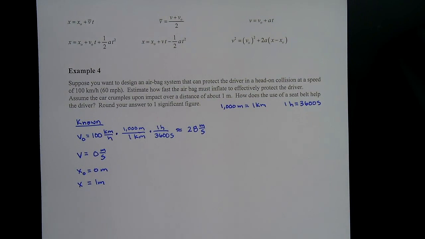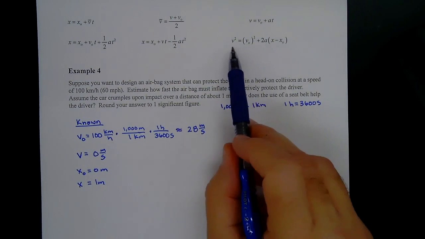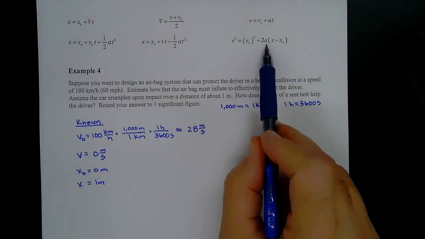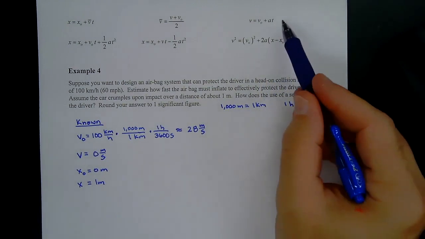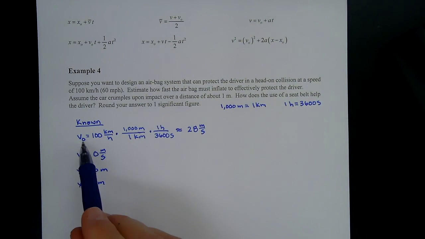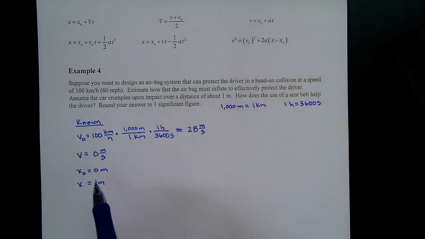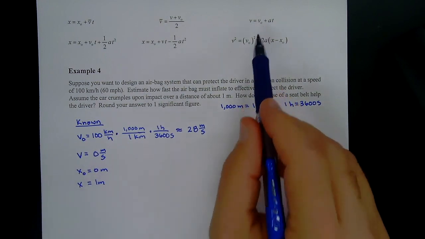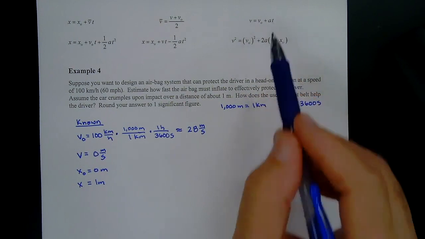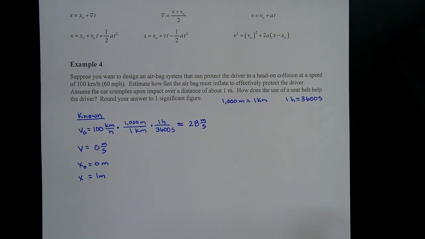So we're going to use this one first, because this will get us the acceleration. Then we're going to use this one, because we know the starting velocity and the final velocity. We can use this one to get the acceleration, and then we can use this to get the time. So we're actually going to be using two equations.